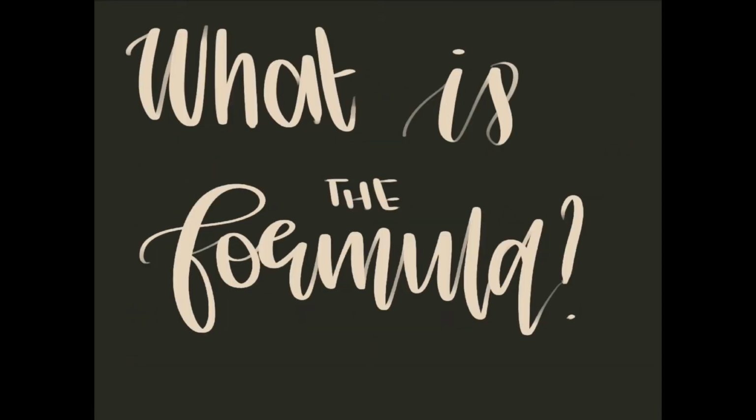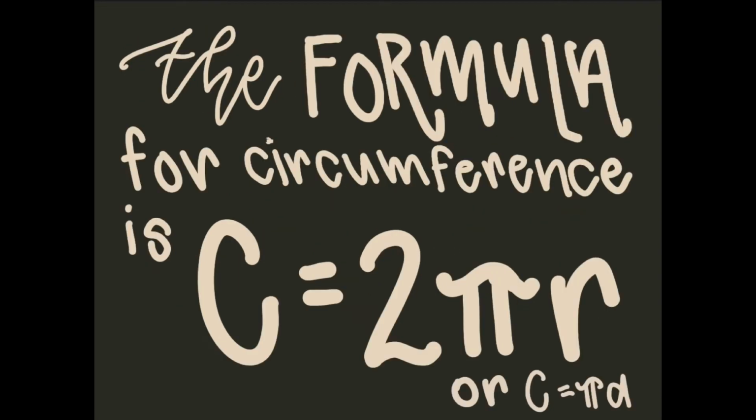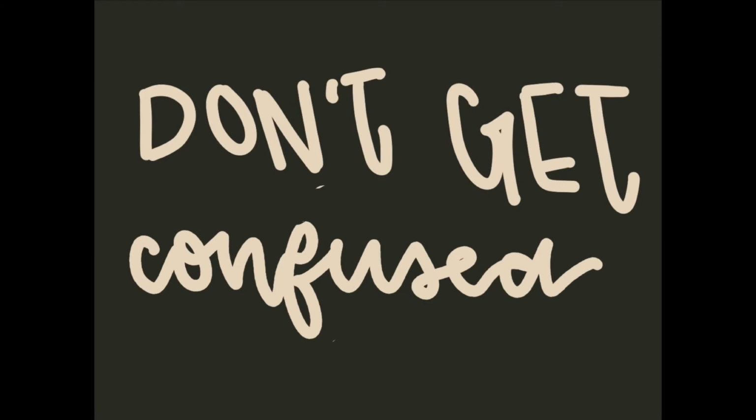What is the formula used for circumference? The formula used for circumference is circumference equals 2 pi r, or circumference equals pi times diameter. Don't get confused though.